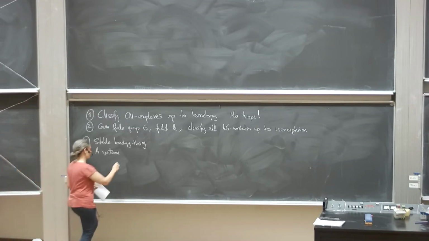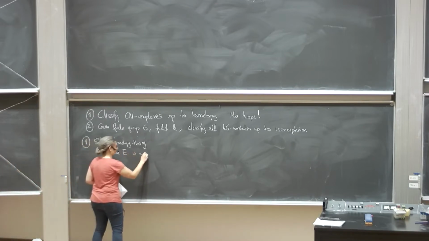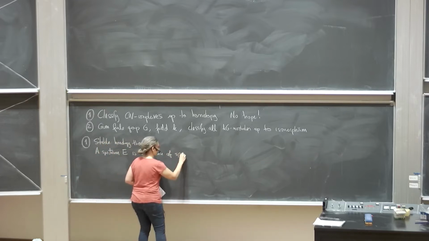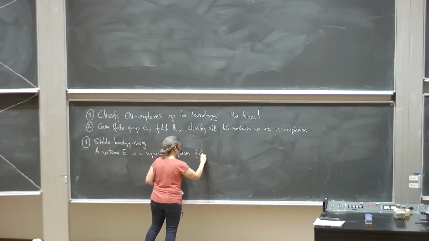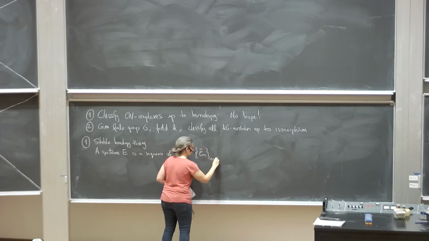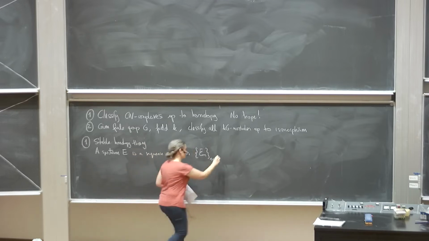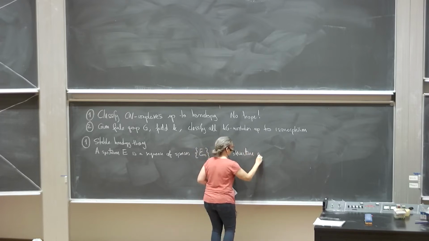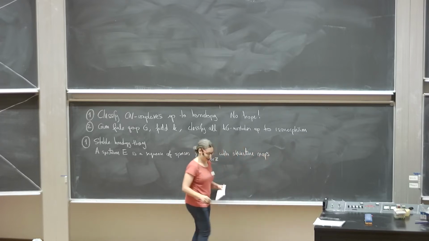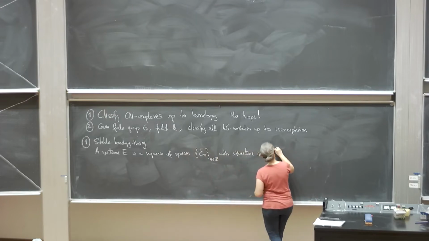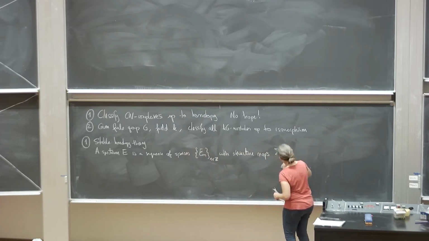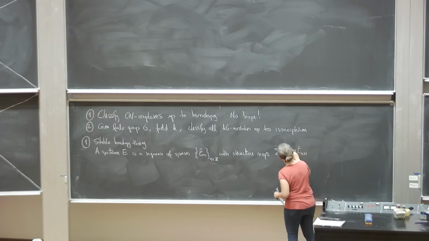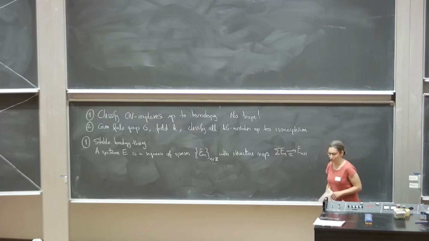So what's a spectrum? A spectrum E is a sequence of spaces indexed over the integers with what are called structure maps. And these structure maps go from the suspension of E_n into E_{n+1} for every n. So that's the definition of a spectrum.